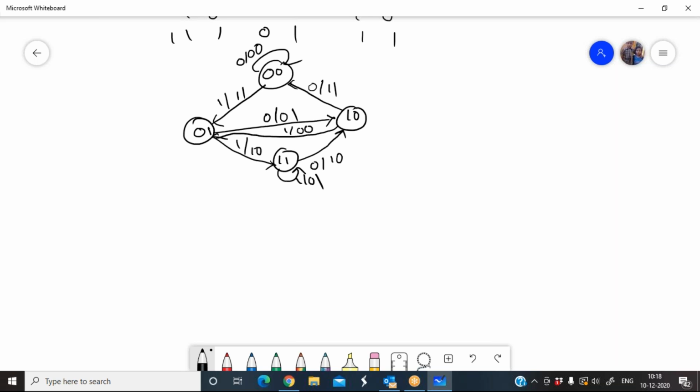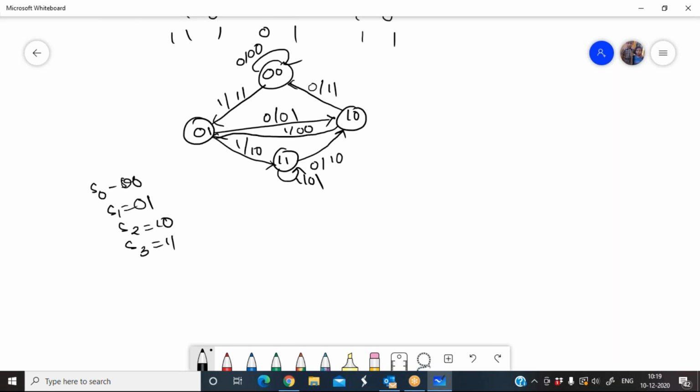The first point is all zero state is split into two states, initial state and final state. Suppose here I want to assume that S0 is 0 0, S1 is 0 1, S2 is 1 0 and S3 is 1 1. Okay, just I want to assume like that. So all zero state is split into two states, initial state and final state.